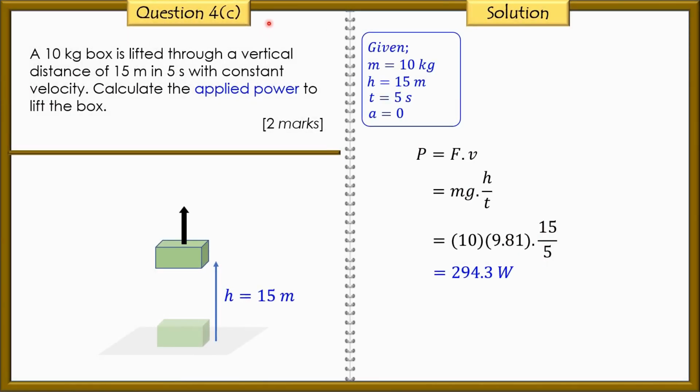Question 4c. A 10 kilogram box is lifted through a vertical distance of 15 meters in 5 seconds with a constant velocity. Calculate the applied power to lift the box. Referring to the given information, we know that we want to calculate the power. The related equation that we can use to calculate the applied power is P equals FV. And then our F is equal to mg, and our V is equal to h per t. When you substitute the values for m, g, h and also t, you will get that the applied power to lift the box is equal to 294.3 watt.